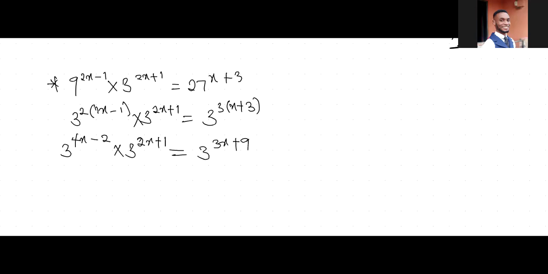So this one, they have the same base, so you can bring them together to be 3 raised to the power of 4x minus 2 plus 2x plus 1, which is equal to 3 raised to the power of 3x plus 9. Then we remove the base.